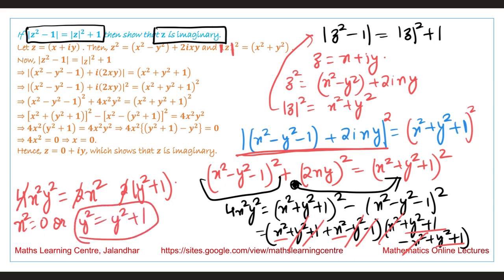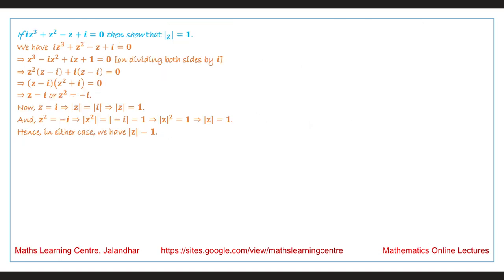So this does not give any value, I am not having any value of y. So what we get from this is that x is equal to 0. We have assumed that the number is z is equal to x plus iota y, and we have obtained that x is equal to 0. It means that the number z is a purely imaginary number, and this is what we have to prove.